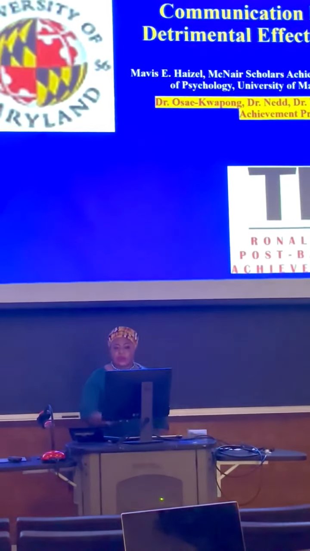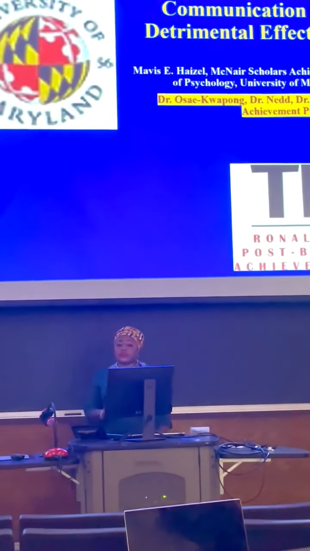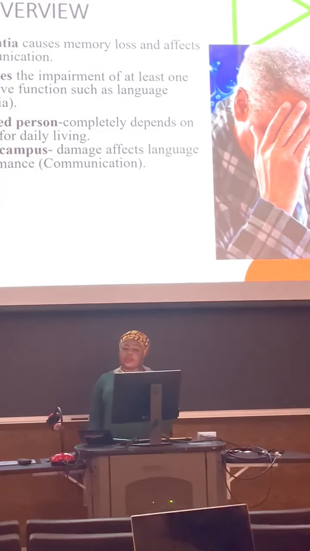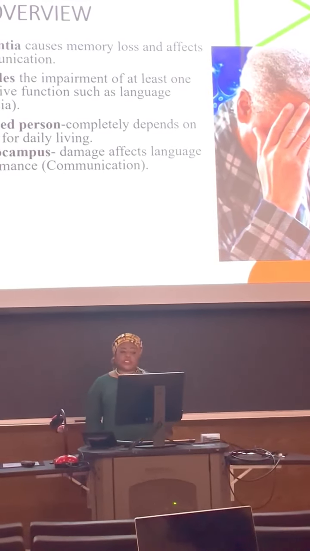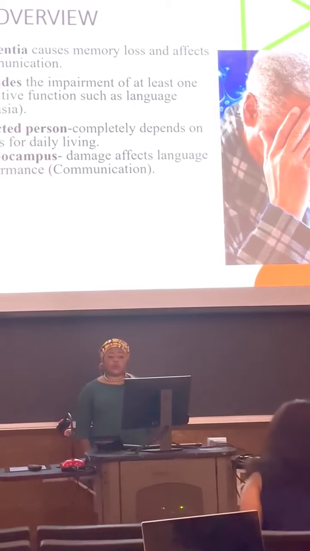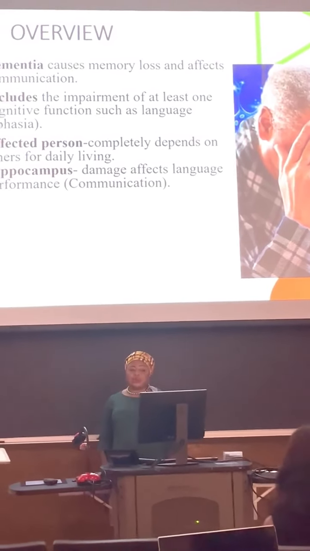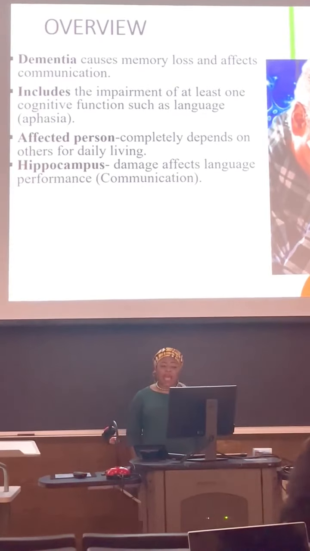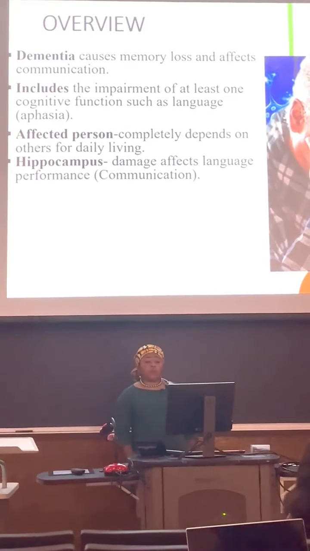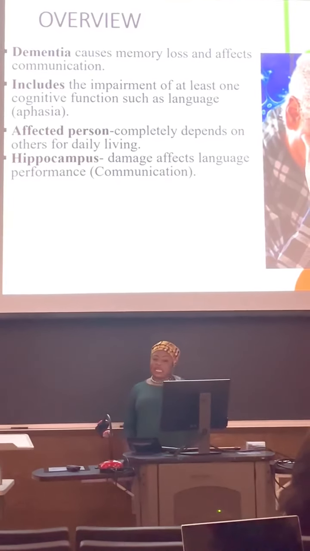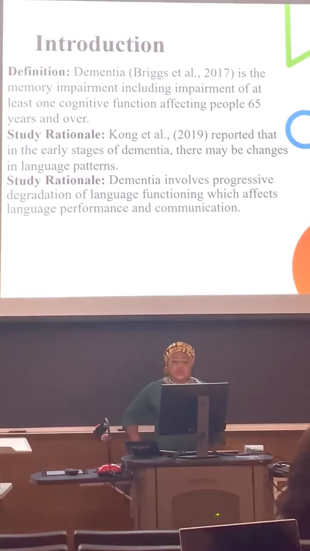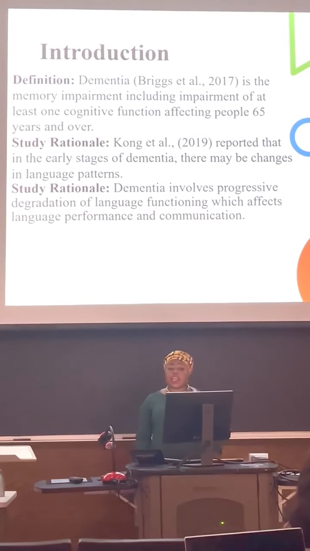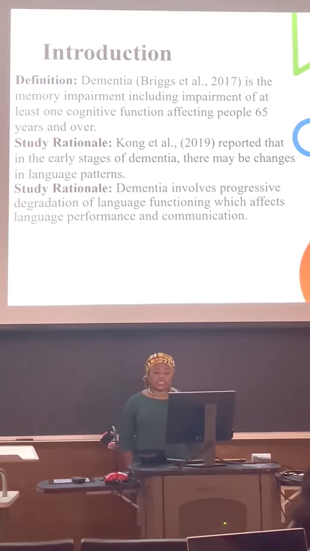Let us look at communication difficulties, the detrimental effects of dementia. Dementia causes memory loss and affects communication. In this overview, we're going to look at how it includes the impairment of at least one cognitive function, such as language, how affected individuals completely depend on other people for daily living, and how a part of the brain called the hippocampus affects language performance. Dementia, according to Briggs et al. 2017, is the memory impairment including impairment of at least one cognitive function affecting people 65 years and over.